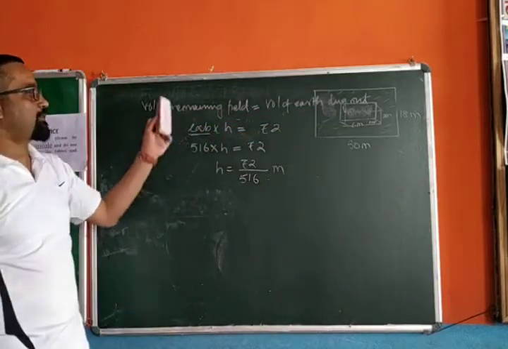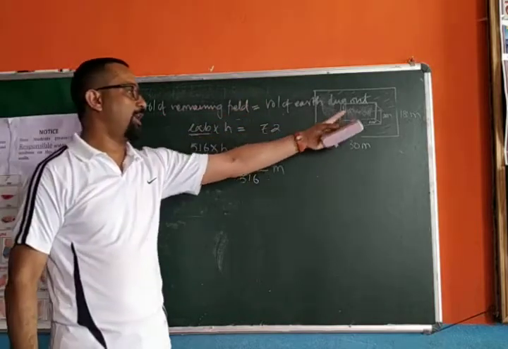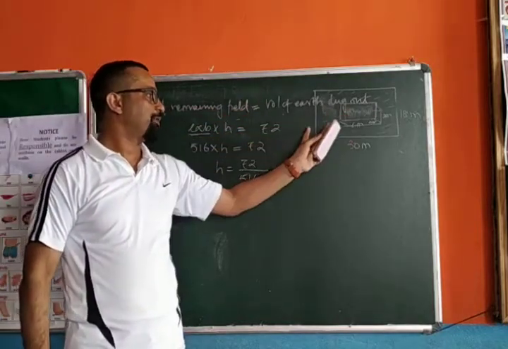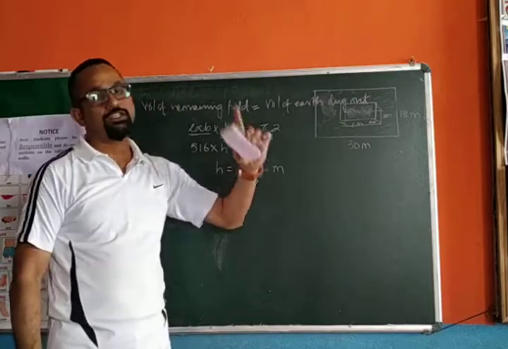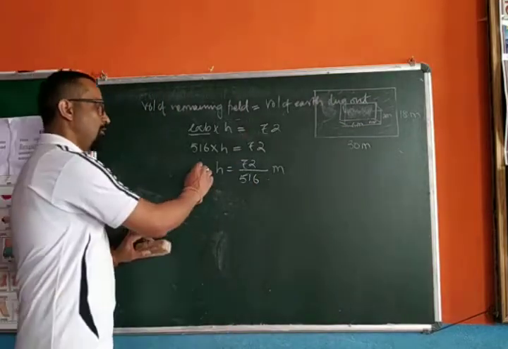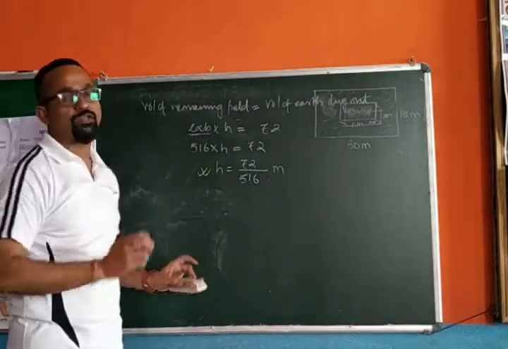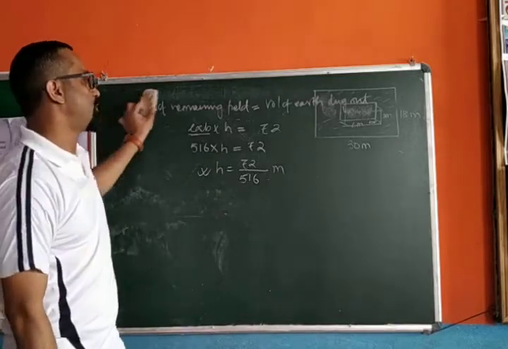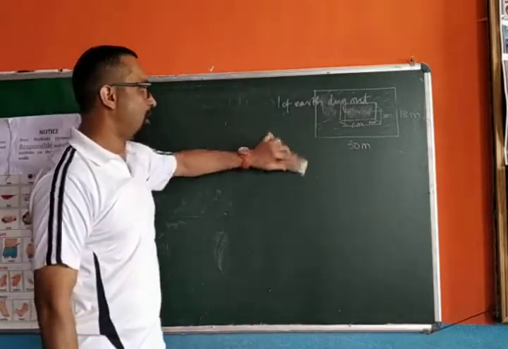pit, that is the earth dug out, and because this mud spreads evenly, there is a rise in the level of water, so we can calculate the height of the field which is rising up.